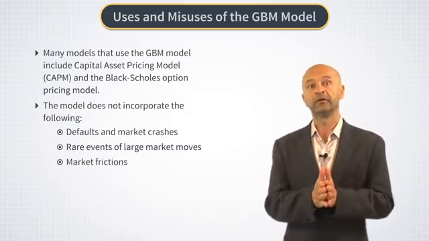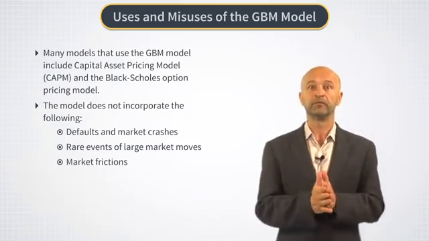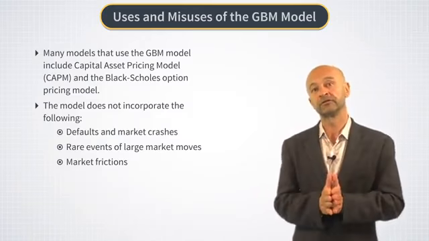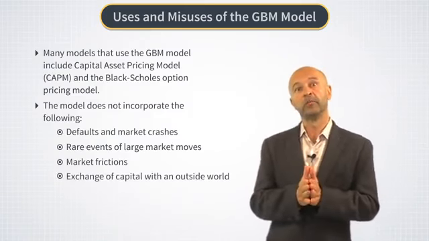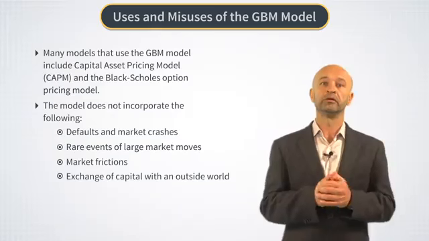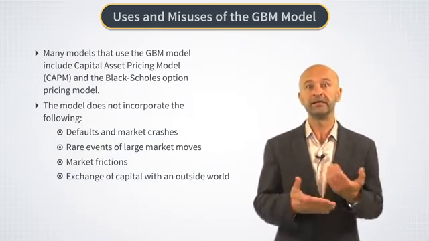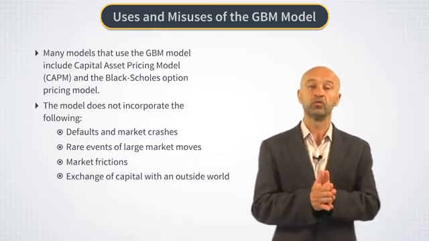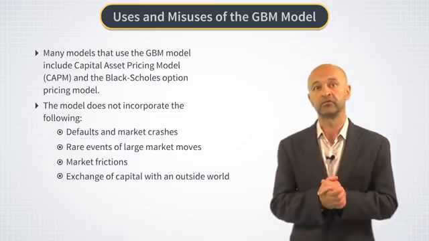And third, the GBM model does not include effects of market friction, such as transaction costs or feedback effects from trading. Fourth, equilibrium market models such as GBM or the Black-Scholes model assume that a market is an isolated system without an exchange of capital or information with an outside world. And this is hardly a realistic assumption, of course.